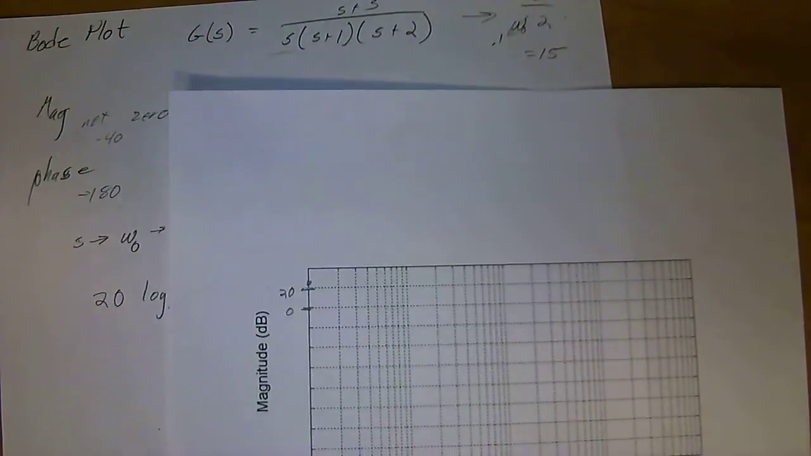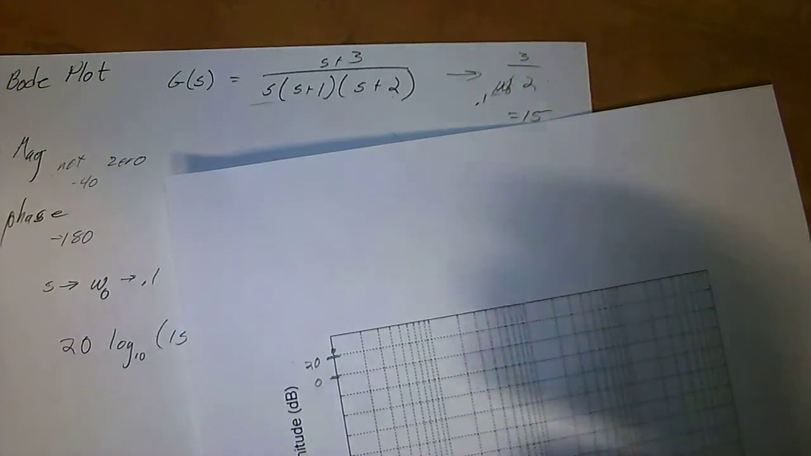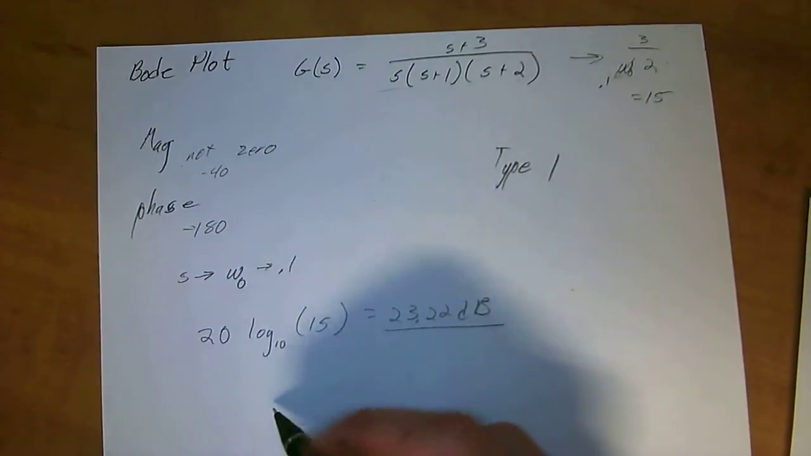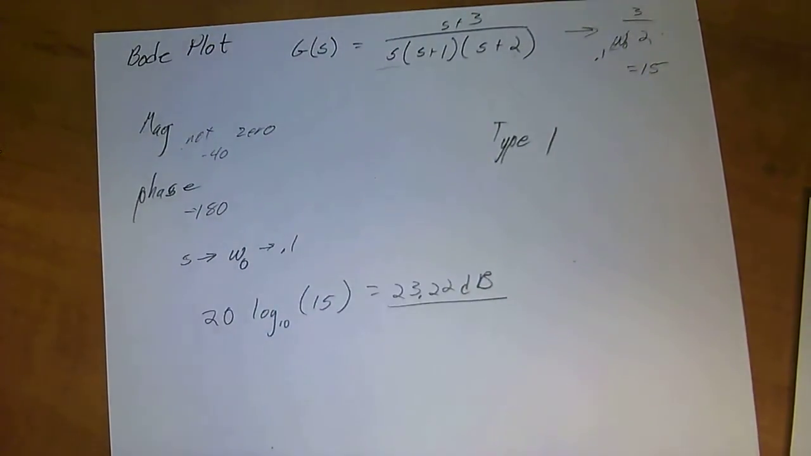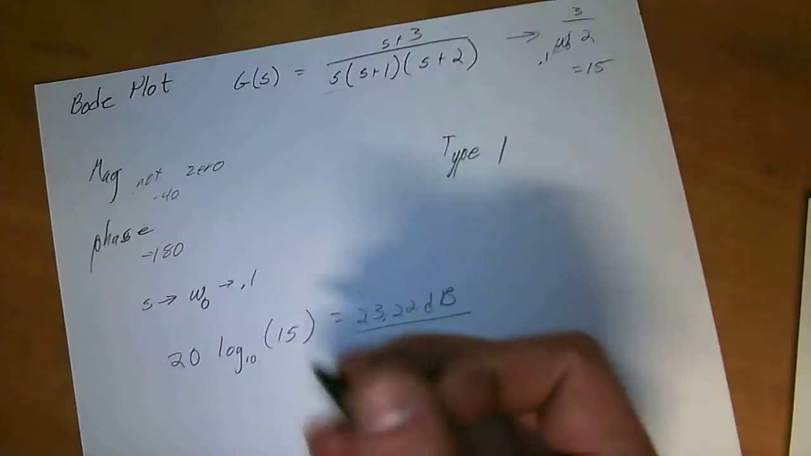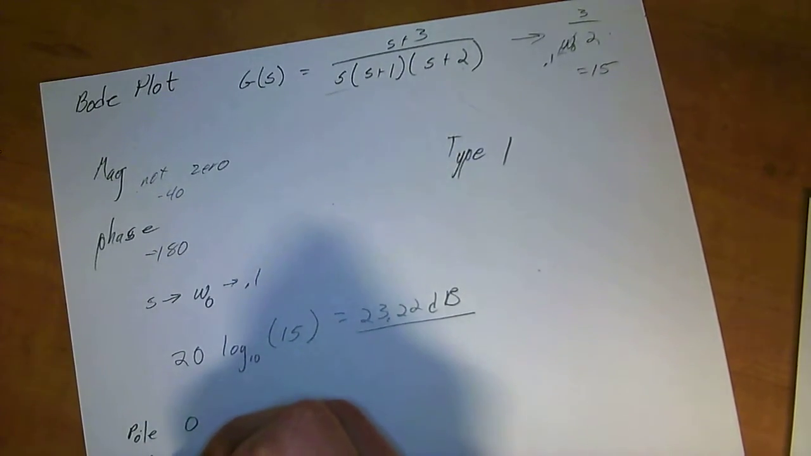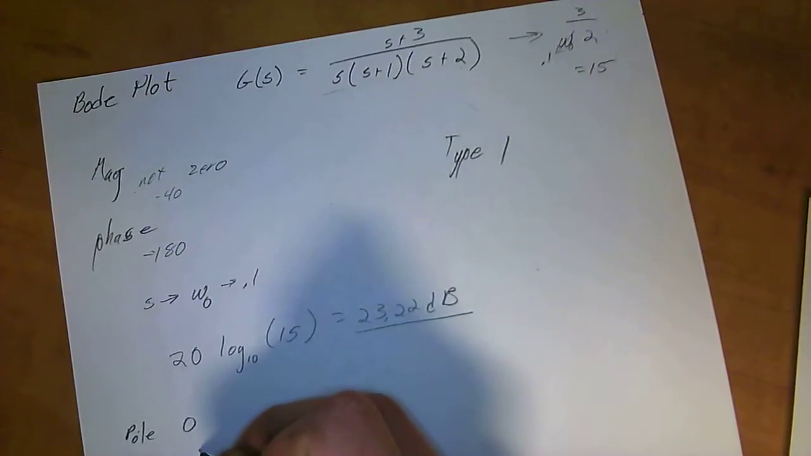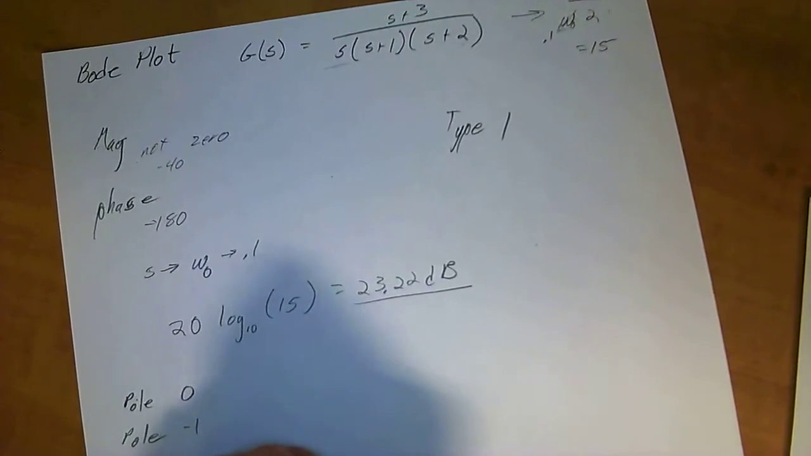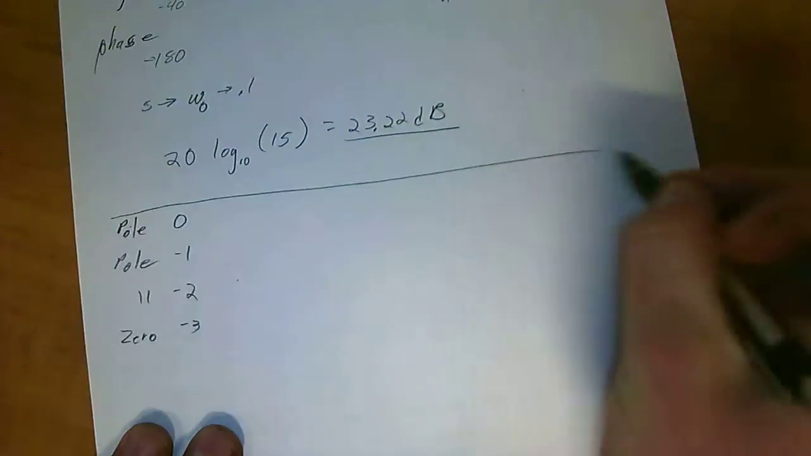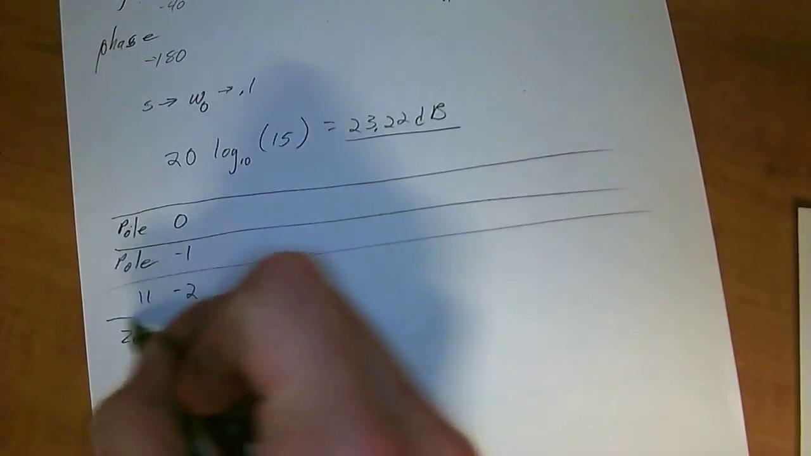Now, in order to get all the points for the magnitude plot, you can draw the effects of each pole and then add them up graphically, but that can be a little bit inaccurate. So what we're going to do is set up a table here. Make sure I've got all my stuff lined up correctly. We've got a pole at 0, a pole at -1, then -2, and then a zero at -3. Pole at -3. We'll line those up like that.